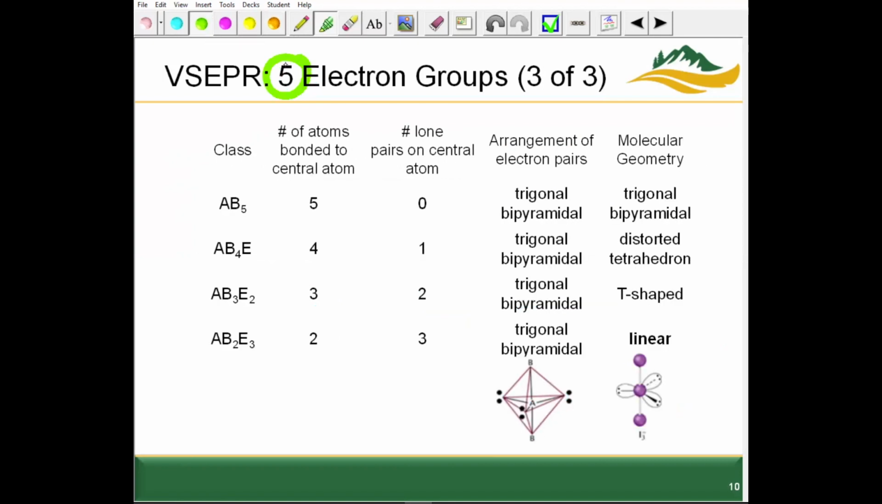Still within 5 electron groups, so still trigonal bipyramidal arrangement of electron groups, we have one more case. So still 5 groups in total. Now 2 of those groups, if they're bonds, and 3 of those groups, if they are lone pairs, is going to look like this. The angle here between these groups in the equatorial position, do you remember what that is? Those are 120 degrees. So in the equatorial position like this, about 120 degrees difference between the lone pairs.